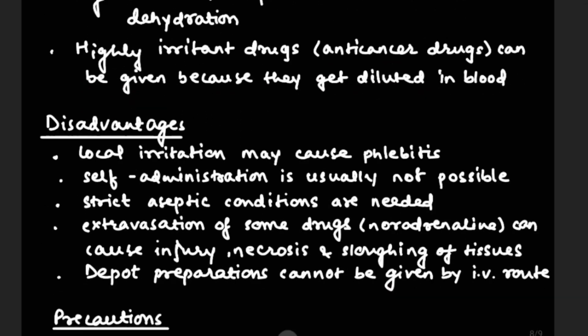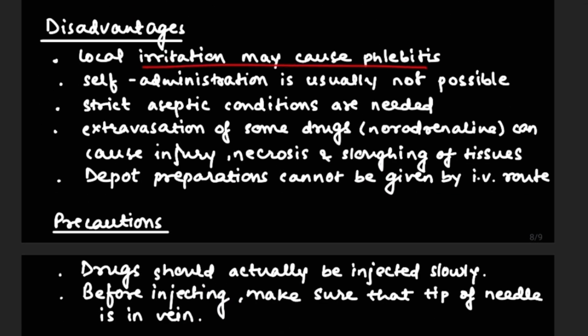Then next there are some disadvantages. First, local irritation may cause phlebitis. Then self-administration is usually not possible in this case. And strict aseptic conditions are also needed. Then extravasation of some drugs, for example noradrenaline, can cause injury, necrosis or sloughing of the tissues. Oily preparations cannot be given by the IV route. So these are some disadvantages, as well as there are some precautions for this route. Drugs should be injected slowly. Before injecting, make sure that the tip of the needle is in the vein.